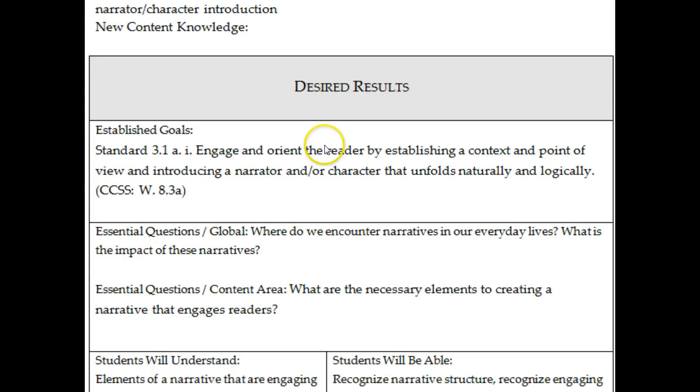You dug through the standards into the evidence outcomes. So we're looking for a lesson plan that teaches the kids how to engage and orient the reader by establishing context. Excellent. Your essential question for the content area: what are the necessary elements to creating a narrative? Excellent. Well aligned. And for the global, where do we encounter narratives in our everyday life and what's the impact of them? That's a really great question.